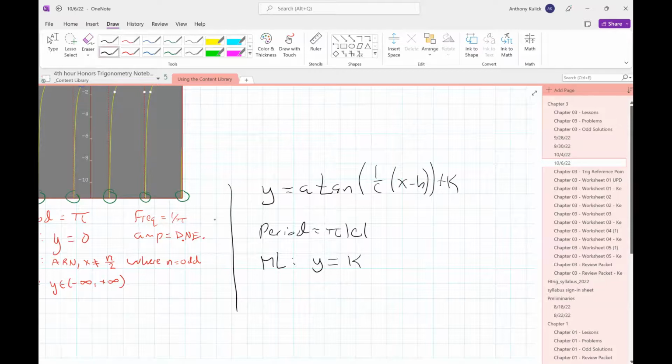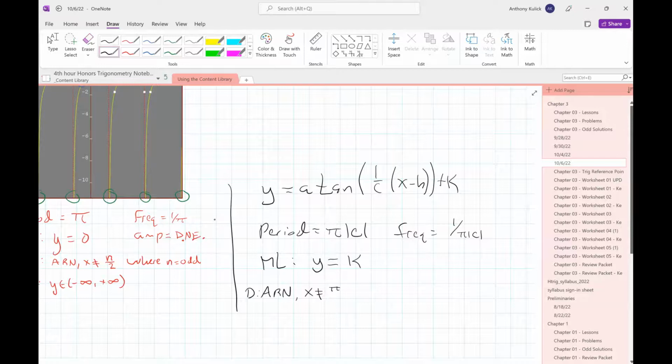Here's the toughie now. Well, not this. This was easy. I just forgot to write it down right away. What's the domain going to be in the transformation? X, anything but n pi over 2.